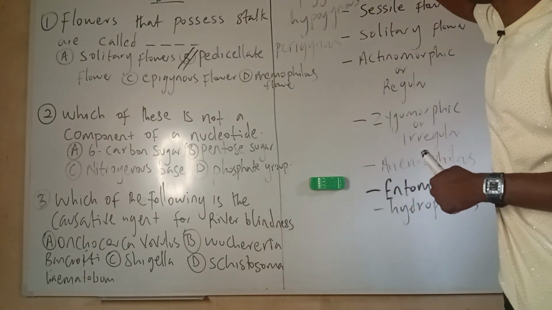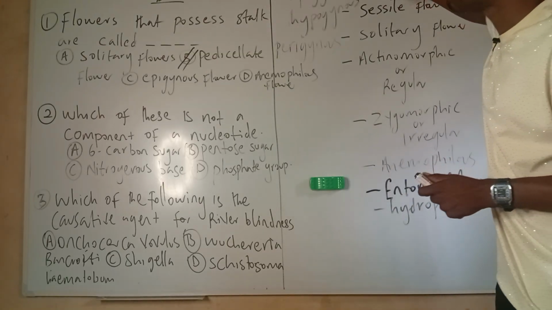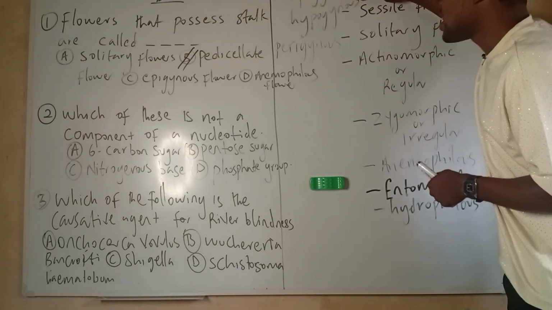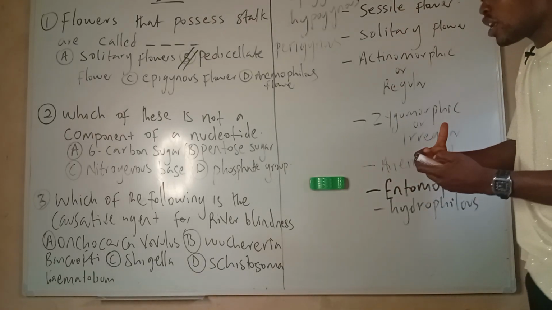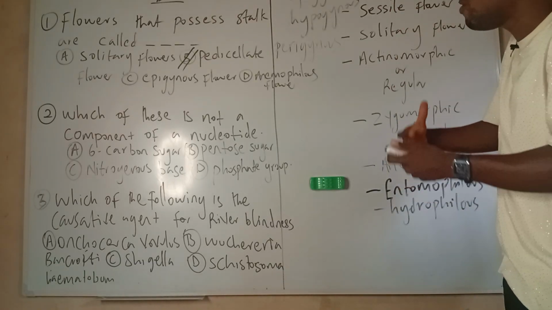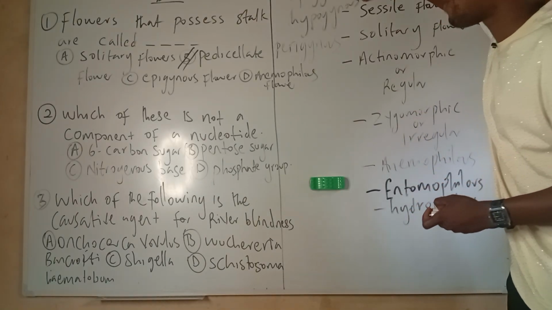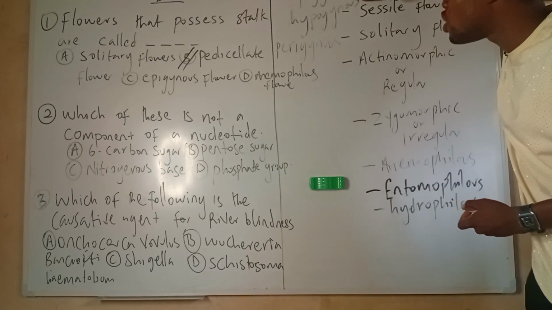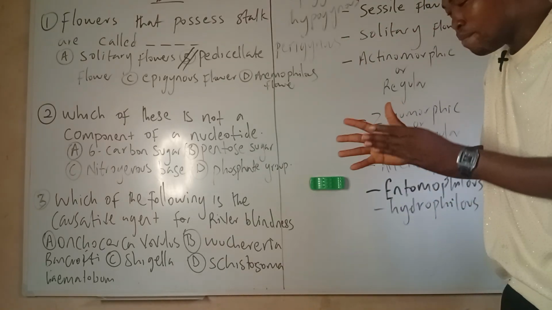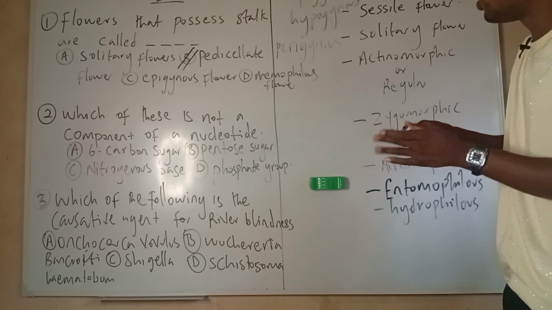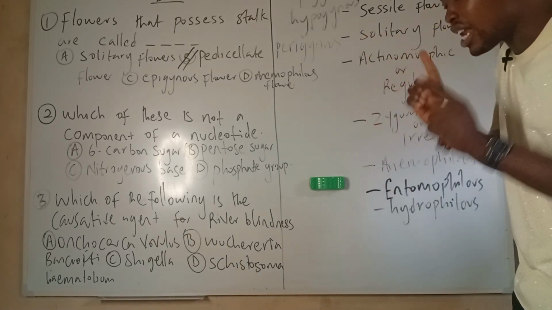Now, I'll start with the hypogynous flower. A hypogynous flower is said to have a hypogynous pistil. In a hypogynous flower, the pistil, or rather the ovary, is located above the receptacle, above the thalamus. While for a perigynous flower, the ovary is partially embedded in the receptacle, partially embedded in the thalamus.